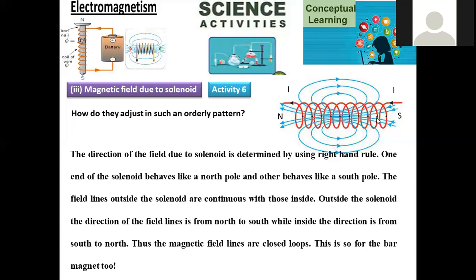Even outside, the field lines originate and surround this entire spherical structure. Outside the solenoid, the direction of the field lines is from north to south. Here it is clearly mentioned with the arrows. Here you can identify this is the north pole and this is the south pole on this solenoid. When you observe, these lines are propagating from north to south pole.